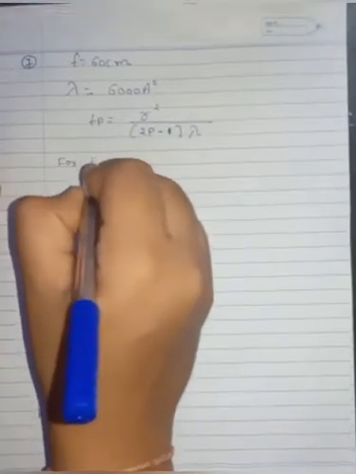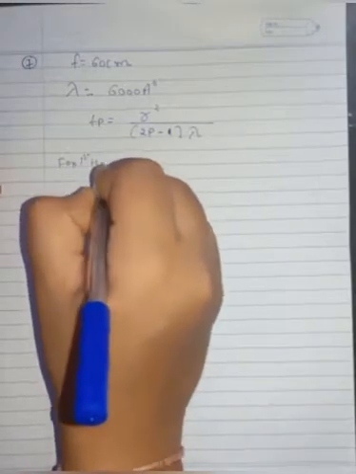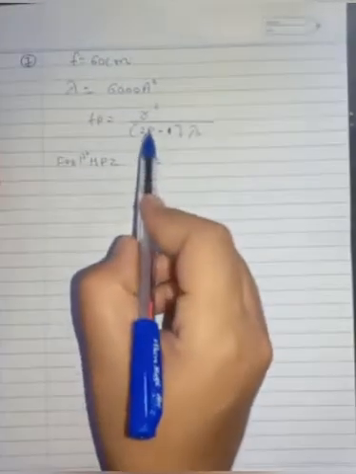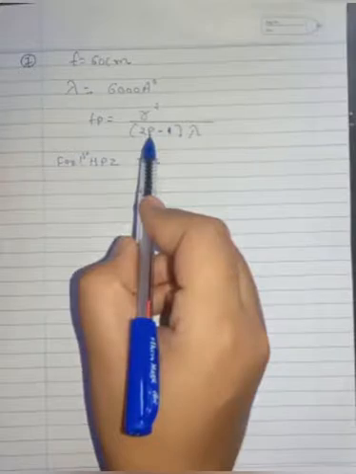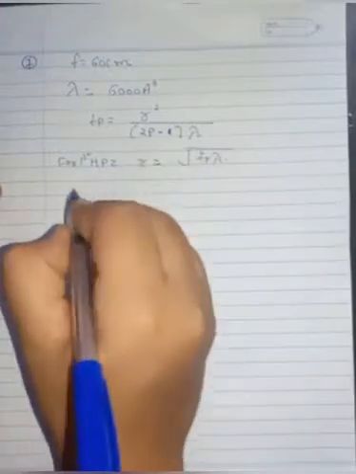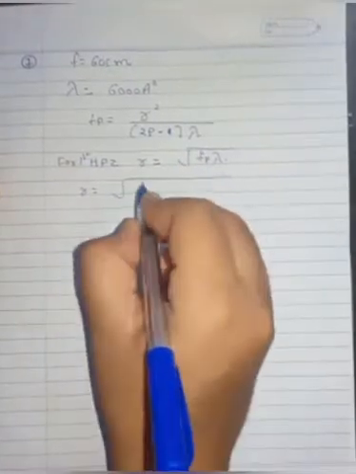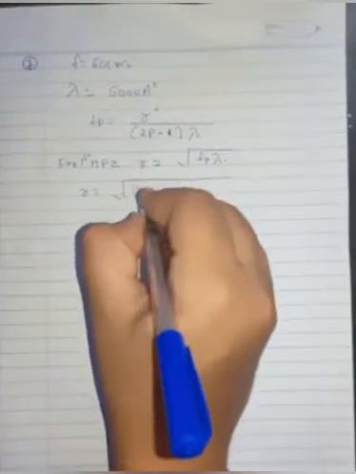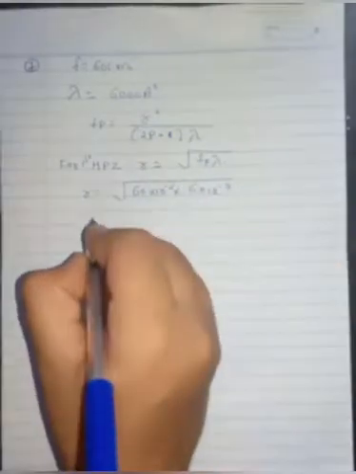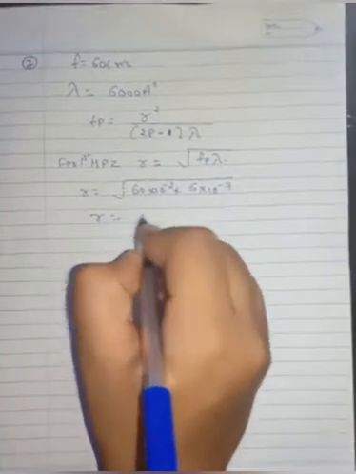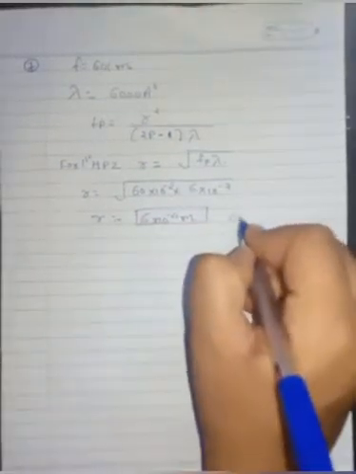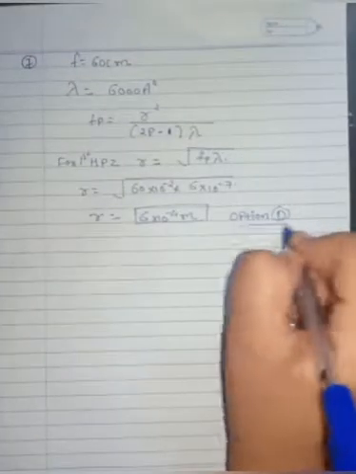Now for the first half period zone, the value of p will be 1, so r will be equal to under root f_p λ. So r will be equal to under root f is 60 centimeter, that is 60 × 10^-2, and lambda will be 6 × 10^-7. Simplify this, we will get r = 6 × 10^-4 meter. So option D is the correct option.